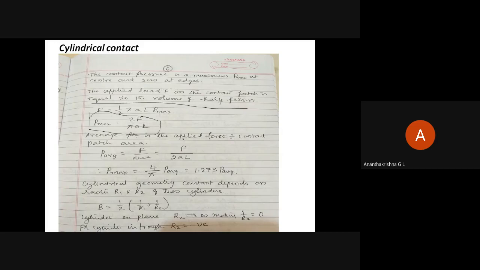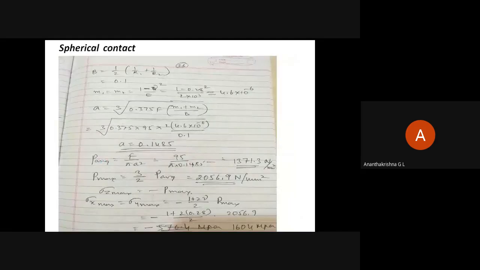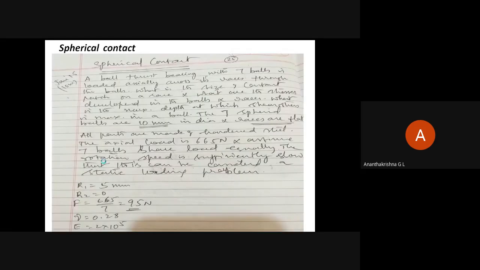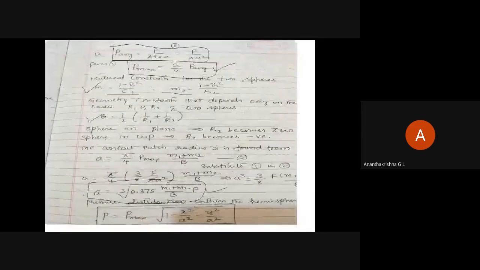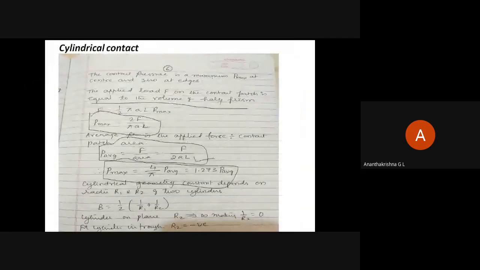Again, P average is force by area. For a half prism, 2A into L will give you the area. Again, we find P max is equal to 1.273 times P average. Whereas in spherical contact, what was it? In spherical contact, P max was 3 by 2 P average. And again here it is 1.273 P average. Is that okay?